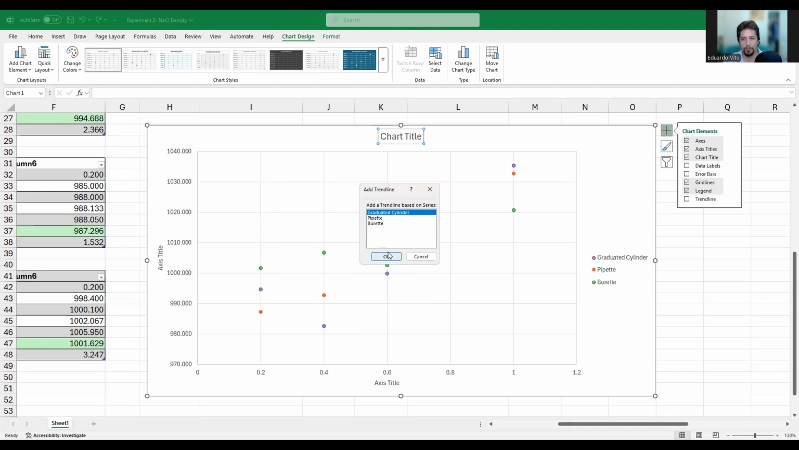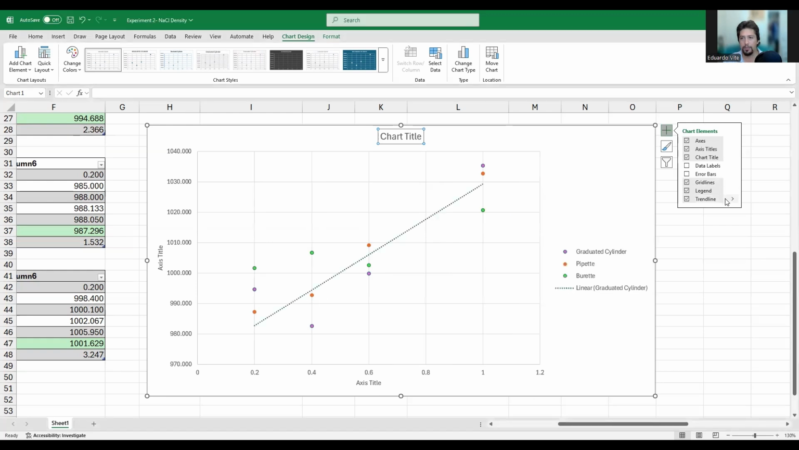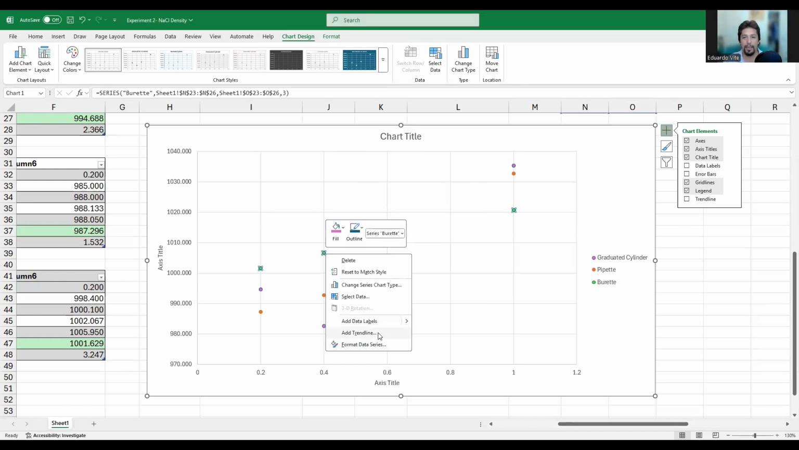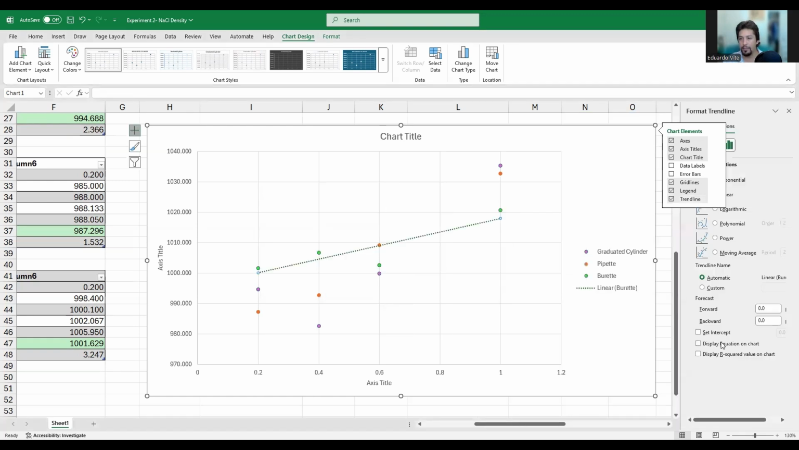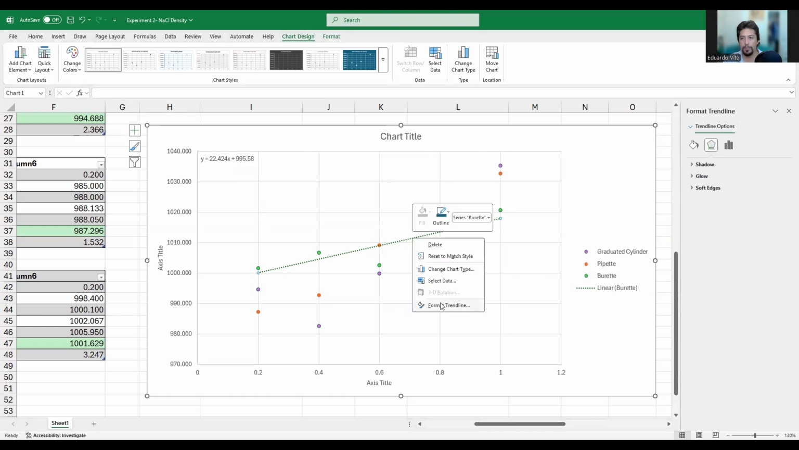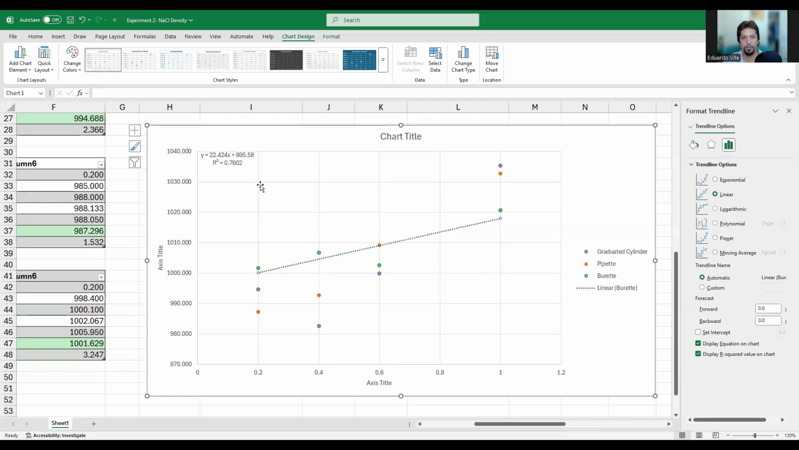So I'm gonna do it for graduated cylinder. I'm gonna do it for, let me see, trend line. Oh, okay. I guess I have to do it from the data. Make sure you right-click the data by itself. Click Add Trend Line. There's my trend line. Display equation on chart. So there's my equation. And then I'm going to also make sure that I include my R squared value. Format trend line, R squared value. Yeah, make sure you do that all at once.